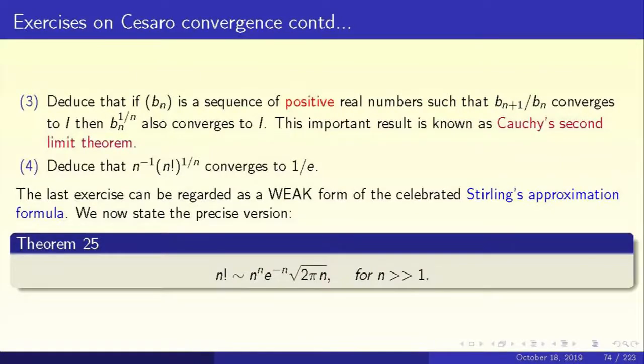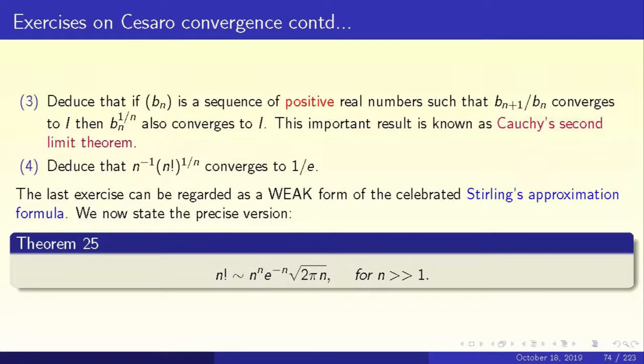So, now you deduce from this that if bn is a sequence of positive real numbers such that b(n+1) by bn converges to L, then the nth root of bn also converges to L. You may recall when you study infinite series that when you have an infinite series, you first want to apply the ratio test. You try to apply the ratio test and you find that b(n+1) by bn converges to 1. The ratio test has failed. Then you apply the root test. Again you find that the nth root of bn has limit 1 and the root test again failed.